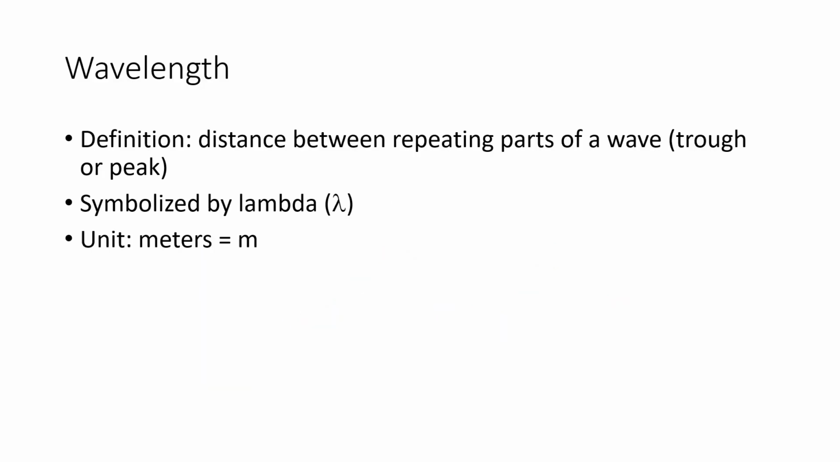So wavelength, like I said, it's the distance between repeating parts of a wave, trough, or peak. So the symbol for wavelength is lambda. That's a Greek lowercase l. The unit for wavelength, the base unit, is meters, and the symbol for that is a lowercase m.